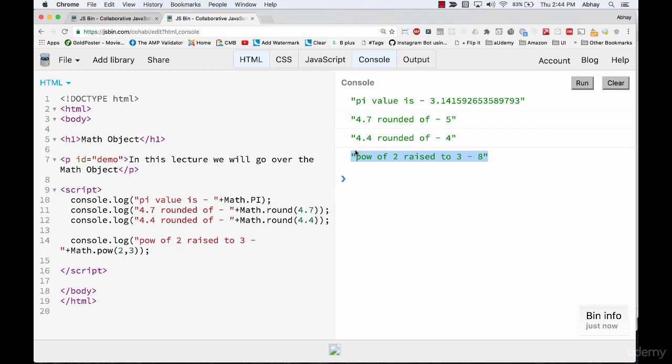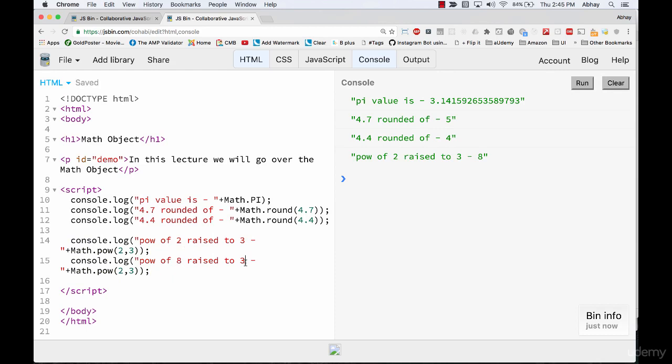You saw that, and this gives you the power to raise it to anything. So if I want, I can also do a square. So let's say 8 square, for example, 8 raised to the power of 2. In that case, this becomes 8, this becomes 2. Let's clear the console, let's run it, and the answer is 64 because that's 8 square.